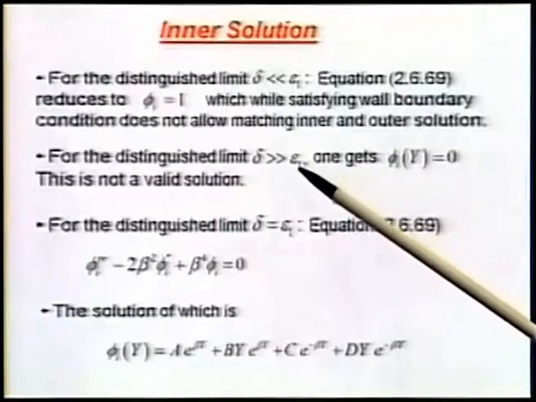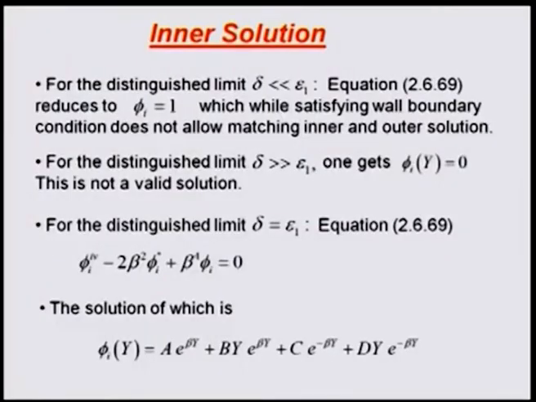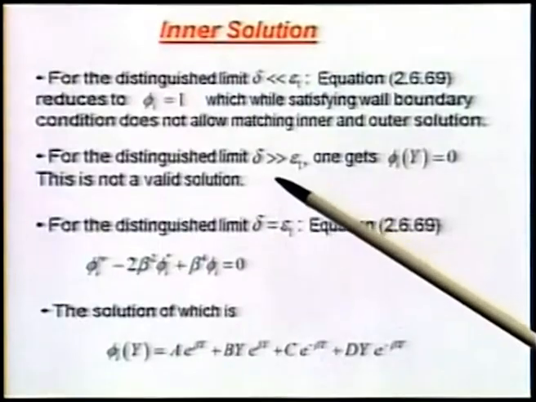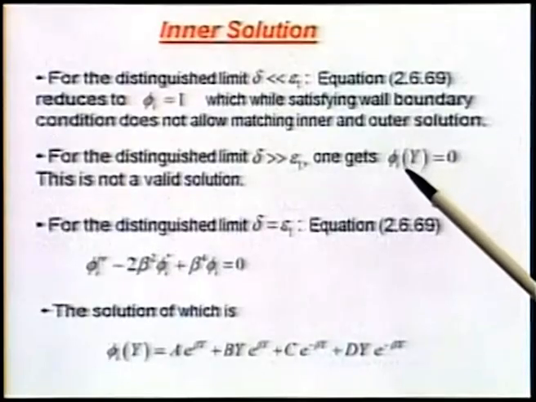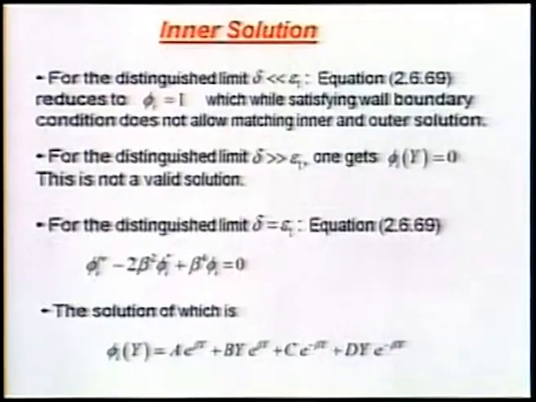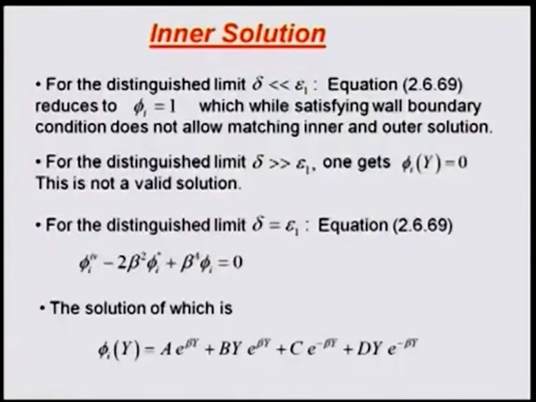Now we can look at the other cases. The other case is, for example, delta could be significantly larger compared to epsilon 1. And if I do that and look at that equation, the only solution that is feasible is this, phi I equal to 0. This is a trivial solution. Your outer solution is 0, inner solution is 0, you have nothing. So this is not something that we do.